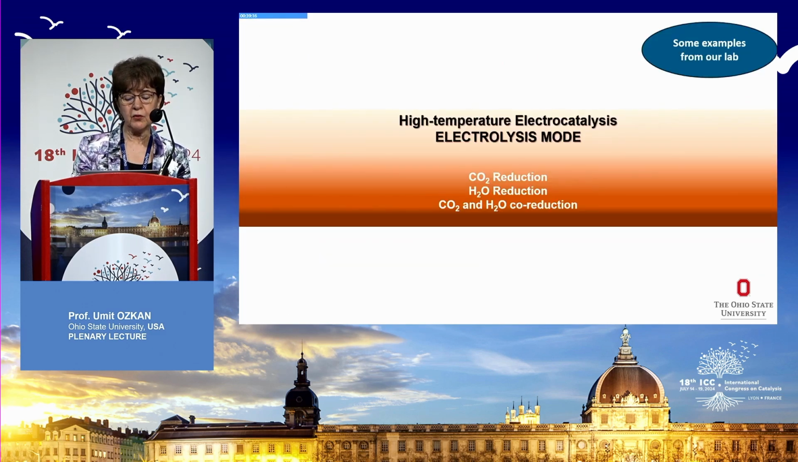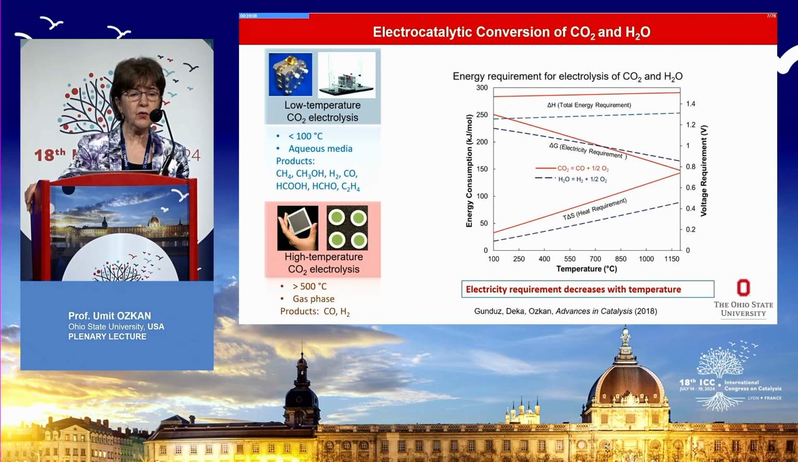So the first example from our labs is high temperature carbon dioxide and water reduction, or co-reduction. Of course, there's a lot of work going on looking at low temperature CO2 electrolysis. In this case, it is happening in aqueous medium, at temperatures less than 100 degrees centigrade. Products are usually C1 hydrocarbons. For the high temperature case, we are operating at temperatures above 500 degrees C, and if it is done together with water electrolysis, the products are CO and hydrogen, which is syngas.